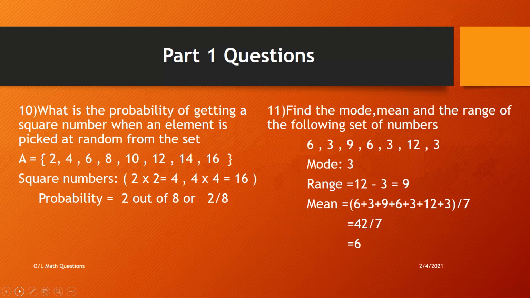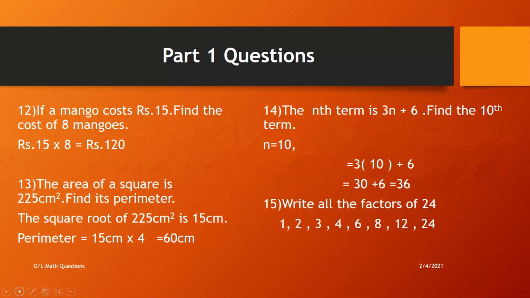Mean means the average. So how do we find the mean or the average of this? First, we have to add all the numbers and divide by the number of terms. According to this set of numbers, I have 7 terms. So when I add these 7 terms, I'll get 42. So 42 divided by 7, it's 6. So then the mean is 6.